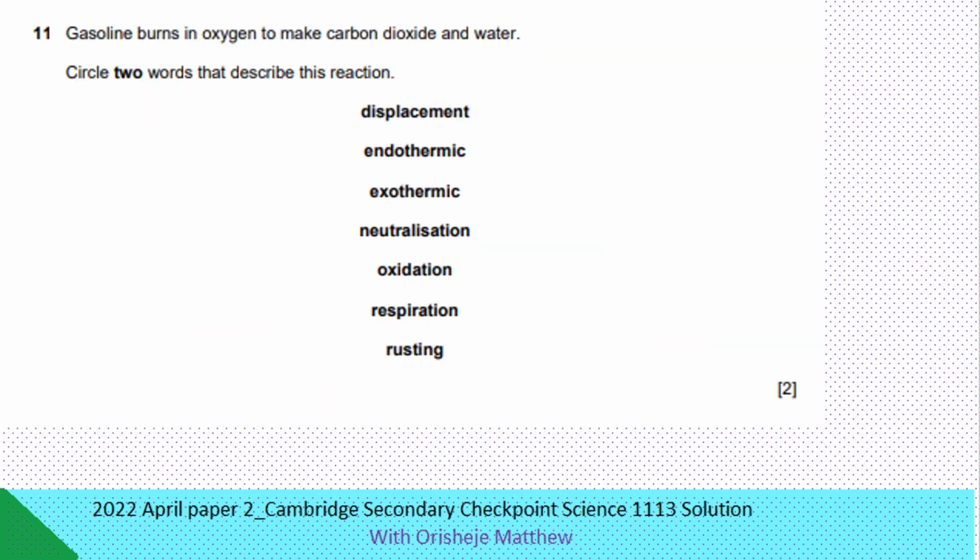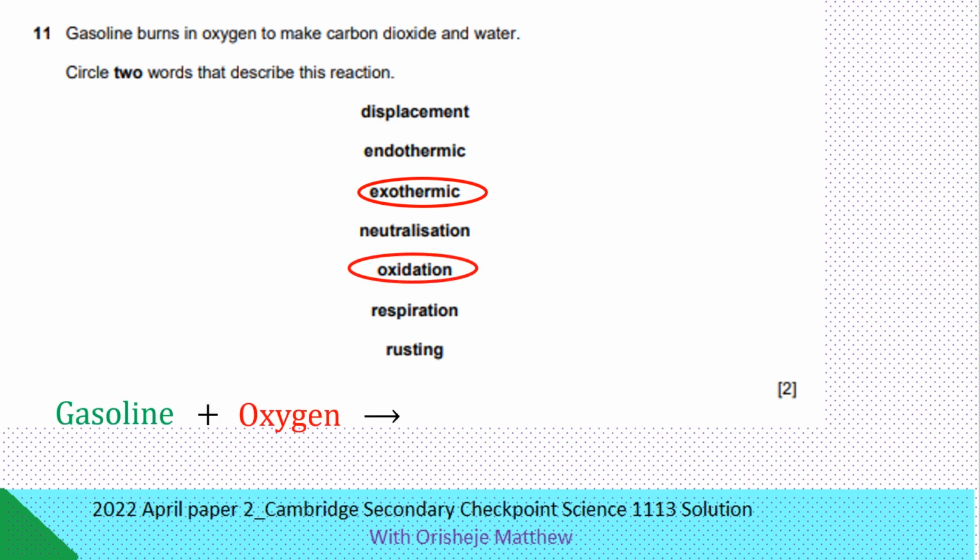Question 11. Gasoline burned in oxygen to make carbon dioxide and water. Circle two words that describe this reaction. Exothermic reaction because it gives us thermal energy, and oxidation. Gasoline plus oxygen will give you carbon dioxide and water.